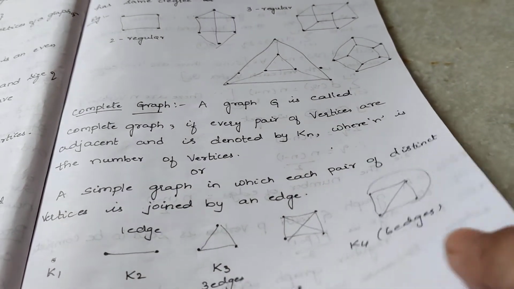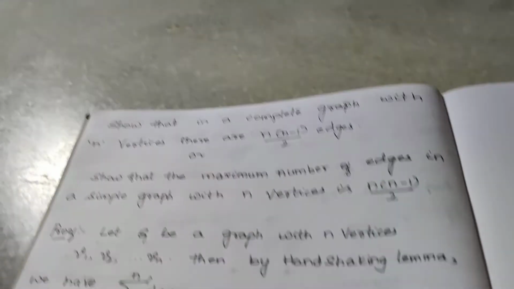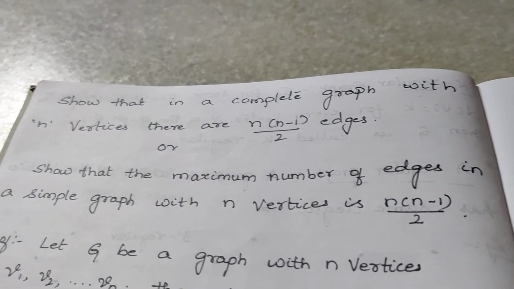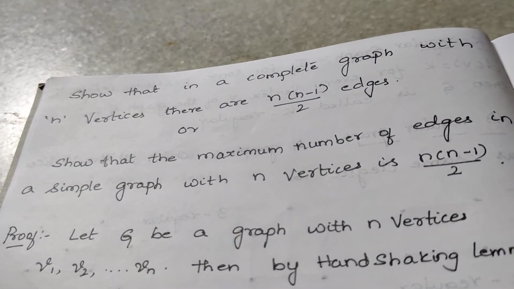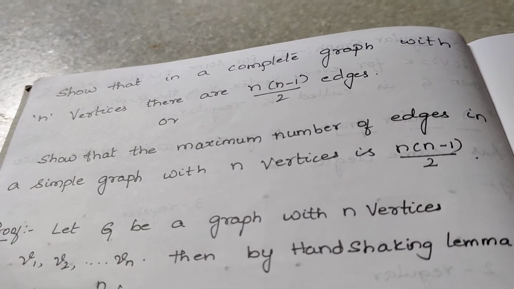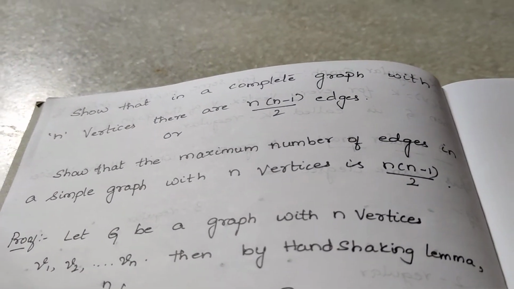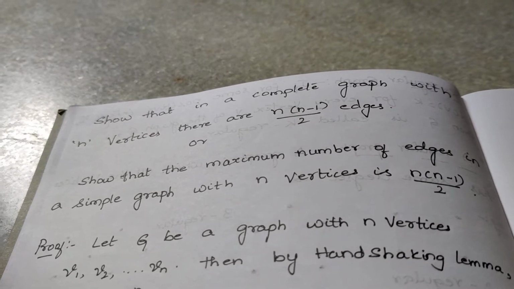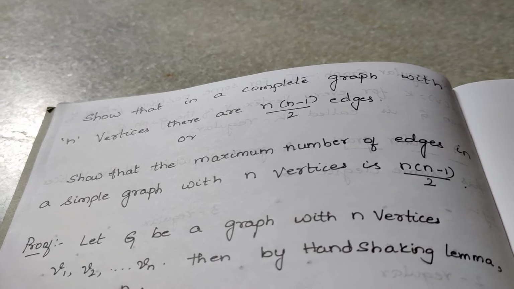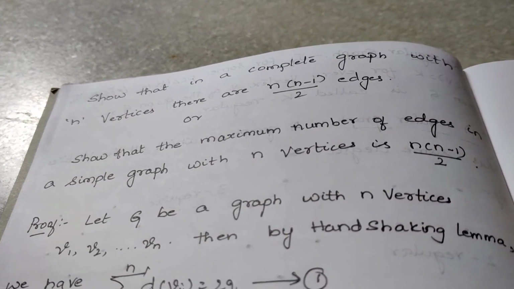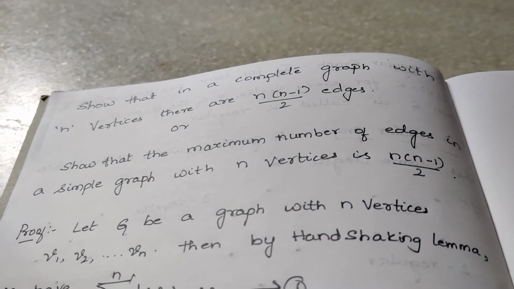So let us take one theorem based on this. Show that in a complete graph with n vertices there are n(n-1)/2 edges. Or they may give you the statement as: show that the maximum number of edges in a simple graph with n vertices is n(n-1)/2. Now to prove this, again we'll make use of the handshaking lemma.